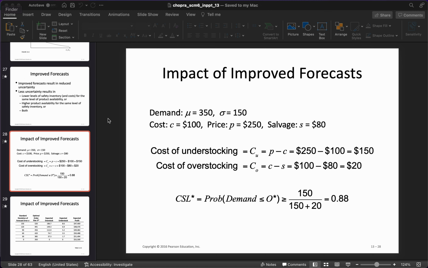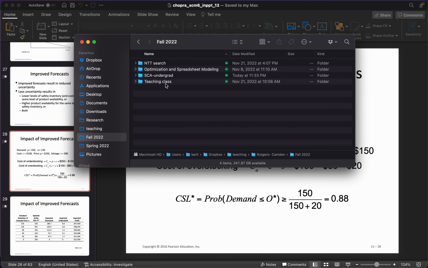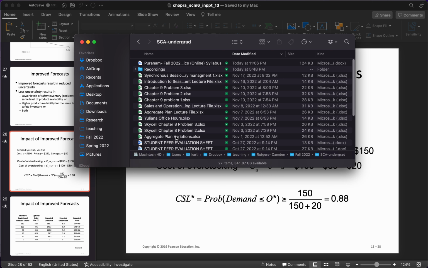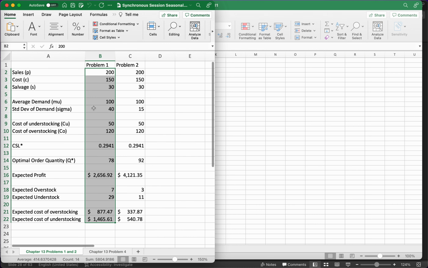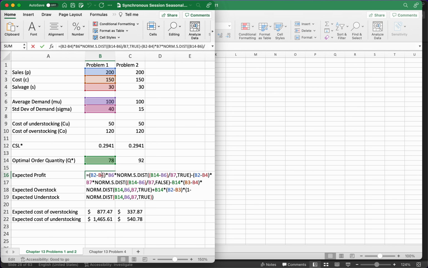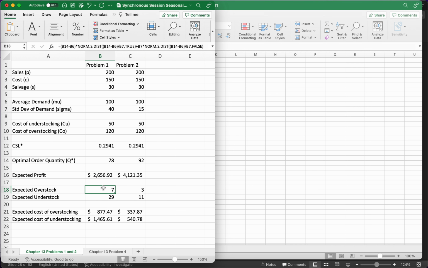So what we'll do is, let me quickly open up the file that we've been using recently. So the reason I opened up this file, so this is the file that I created for our synchronous session. The reason I opened up this file is you'll notice that the formulas for expected profit, expected overstock, understock, they're all in here. These are pretty complicated formulas that I don't want to keep typing in again and again. That's why I have these formulas here.